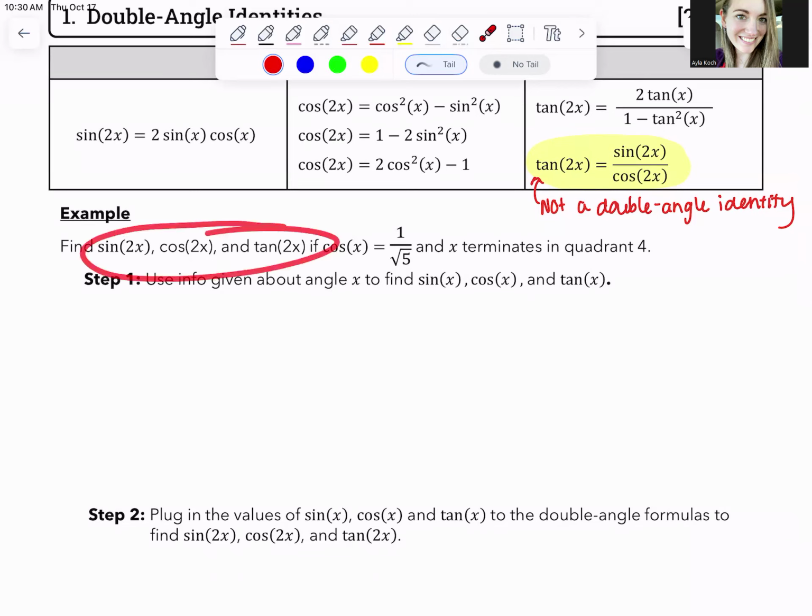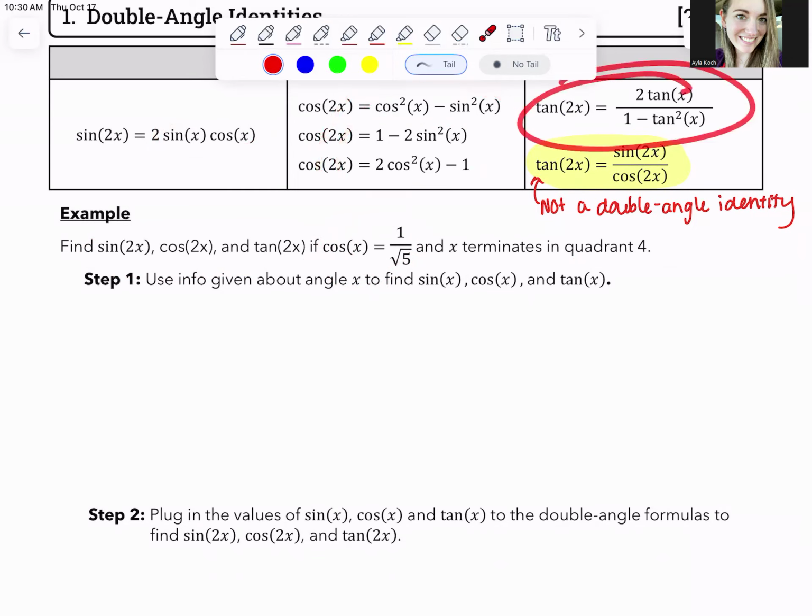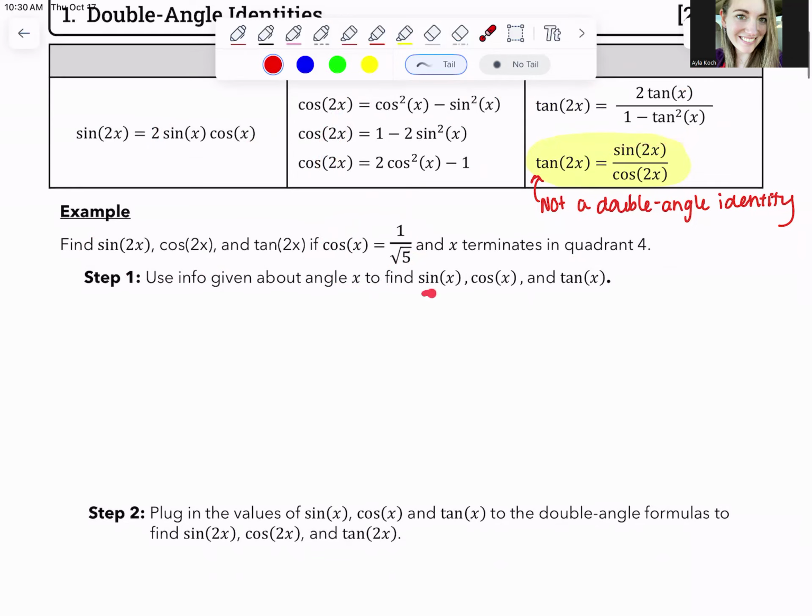All right, so here's how it works. You're asked to find sine, cosine, and tangent of 2x, and you're given information about cosine of x. Cosine of x is equal to 1 over square root 5. x terminates in quadrant 4. So if you look at each of these formulas, I want to find sine of 2x, cosine of 2x, tangent of 2x. All of those require us knowing at least sine and cosine. For sine of 2x, we need sine or cosine. Same with cosine. For tangent of 2x, you need tangent. So I'm going to find sine of angle x, cosine of angle x, tangent of angle x.